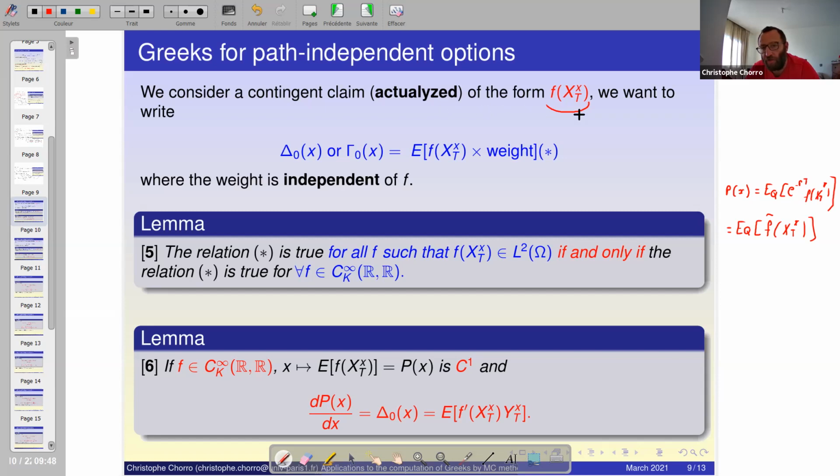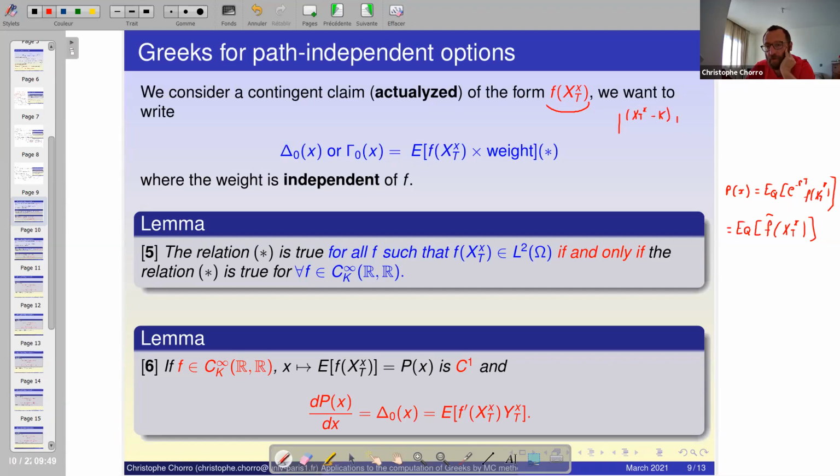So here I will consider only this situation in order not to work with this actualization, which will change nothing in what we are going to do, just because I don't want to write it on every line. So actualized means that I have done this and consider something of this form, instead of considering a function of the final value of the risky asset multiplied by the discount factor.